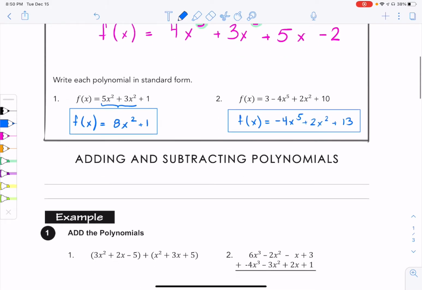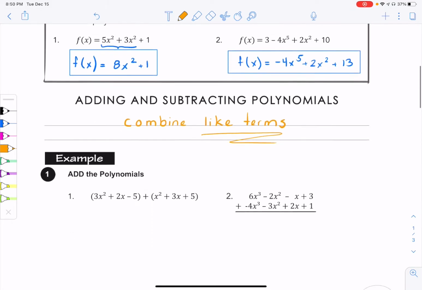For adding and subtracting polynomials, all you have to do is combine like terms. Be very careful doing it. Make sure you clearly identify the like terms, but all you have to do is add them together.